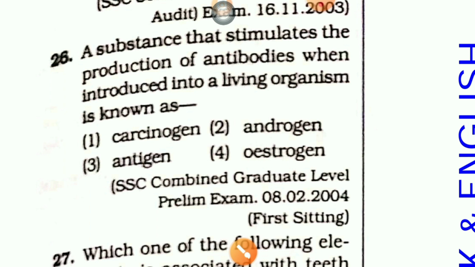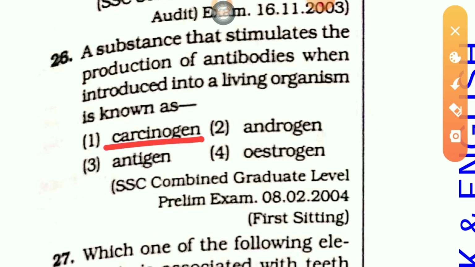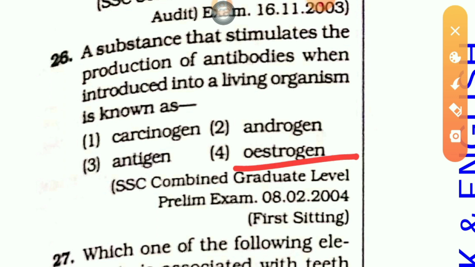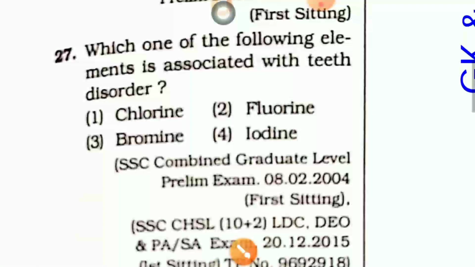Let's discuss the other options. Carcinogen is a substance or agent that can cause cancer. Then androgen, what is it? It is a steroid hormone. It stimulates and controls the development of muscular features. Then estrogen, which is related to the estrogen hormone.